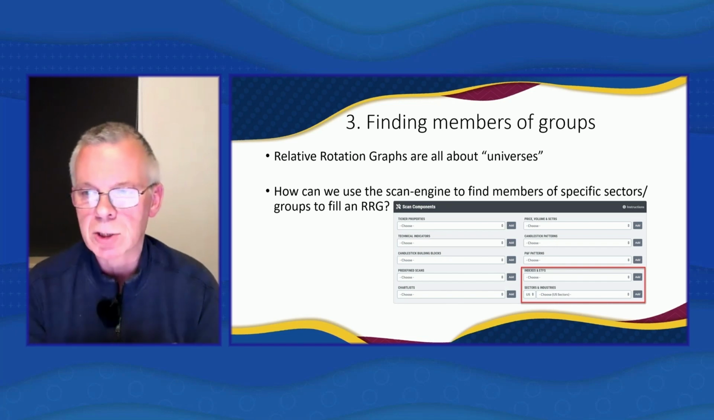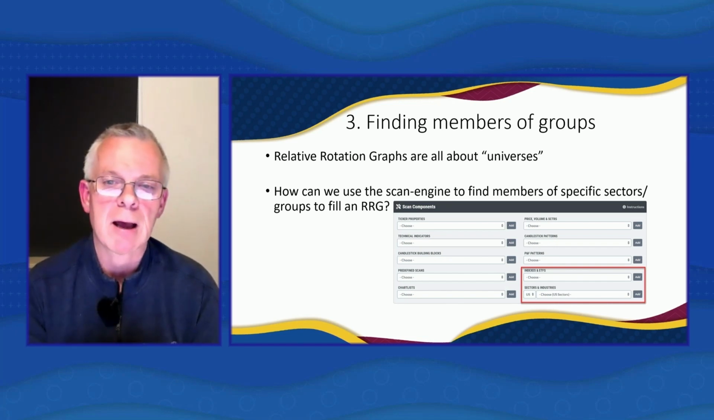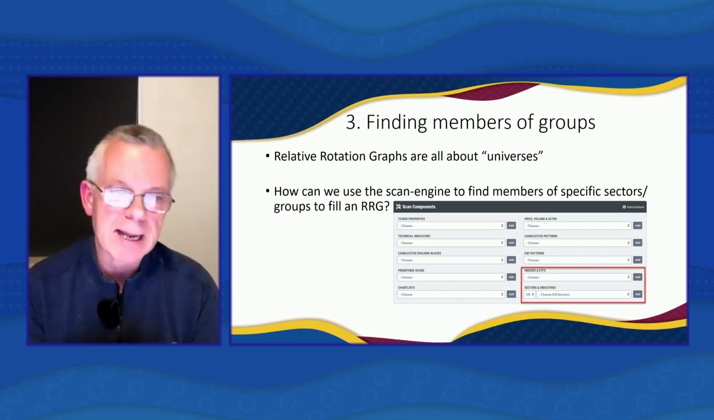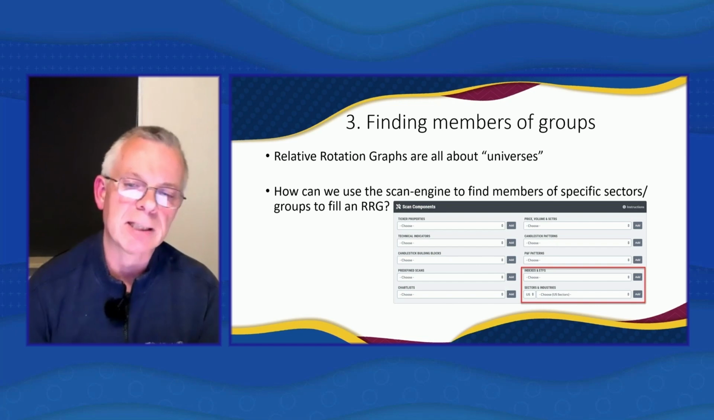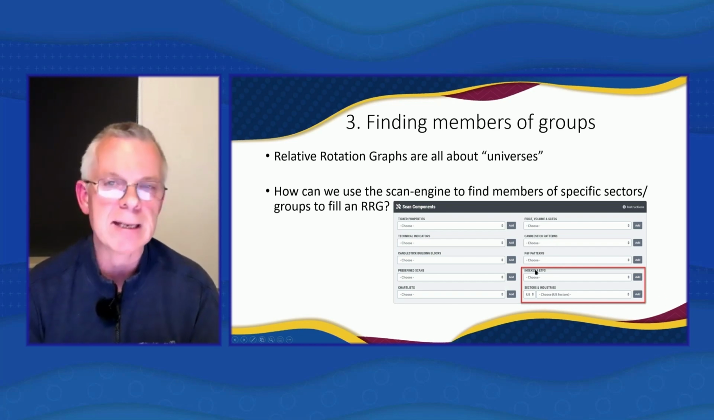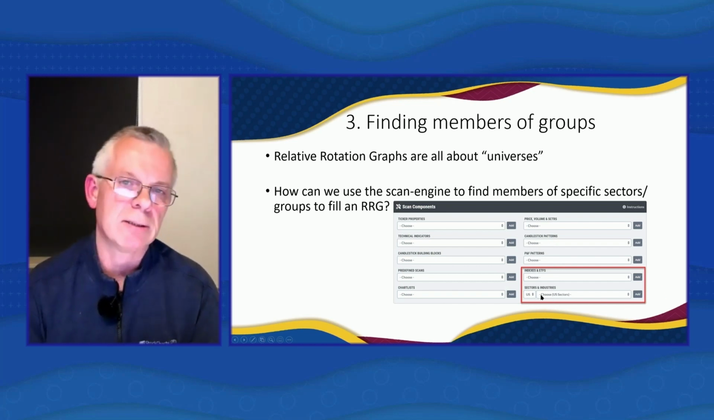There is a number of predefined universes on the RRG page. But sometimes you want to do a little bit out of the box things or dive a little bit deeper. And the scan engine can actually be very, very helpful to fill these universes. And the parts of the scan engine that we're using are the two blocks that are in the predefined scan components at the bottom right, indexes and ETFs, and sectors and industries.